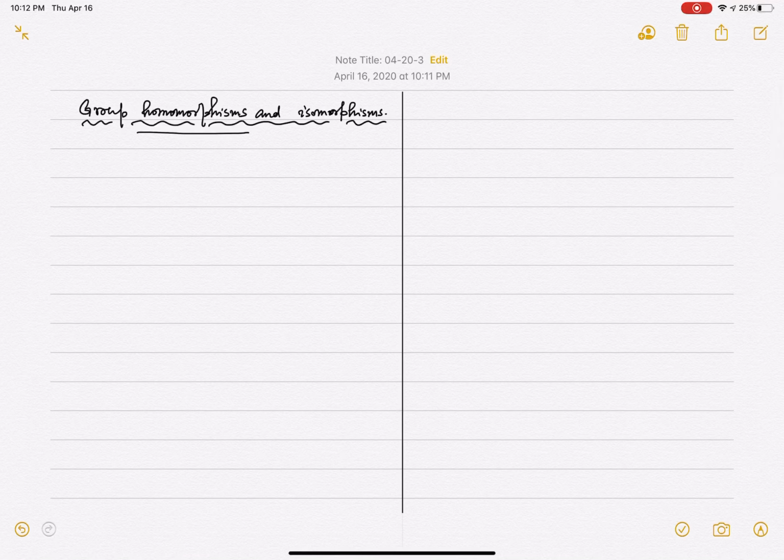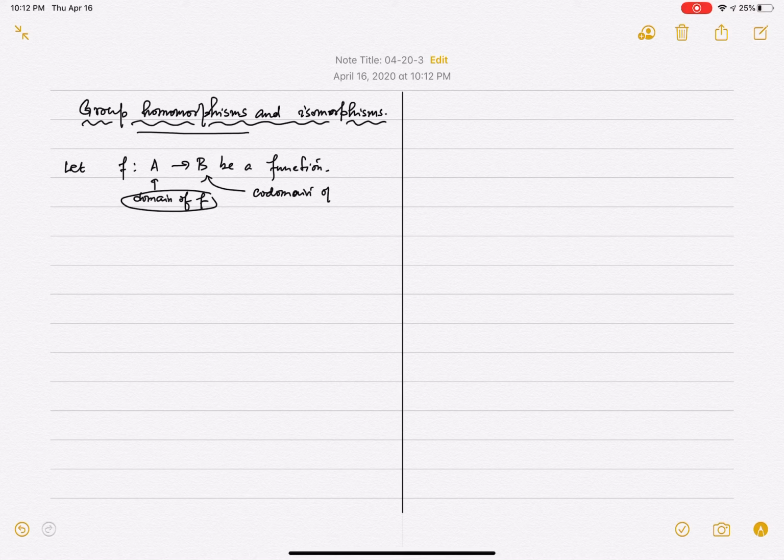I want a little bit of set theoretic notation. So this is not even group theory. This is just sets and functions. Let f from A to B be a function. You call this the domain of the function. You call this the codomain of the function.